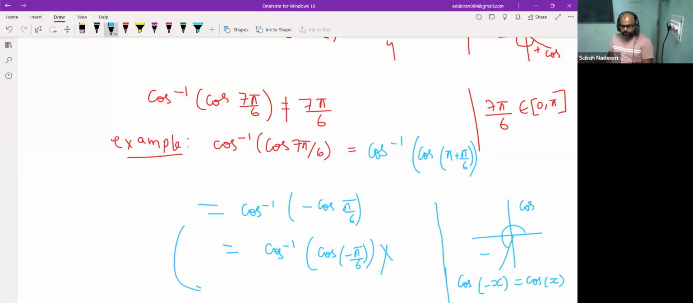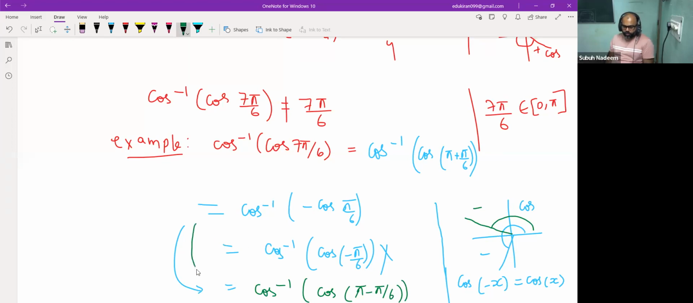So what you have to do? You have to think of some other method of taking this minus sign into consideration and keeping the angle in the principal value range. So what you will do, you will write cos inverse as it is. Minus cos pi by 6 can be written as cos pi minus pi by 6, because even in the second quadrant, if it is pi minus pi by 6, the cos is negative. So cos pi minus pi by 6 will also be minus cos pi by 6.